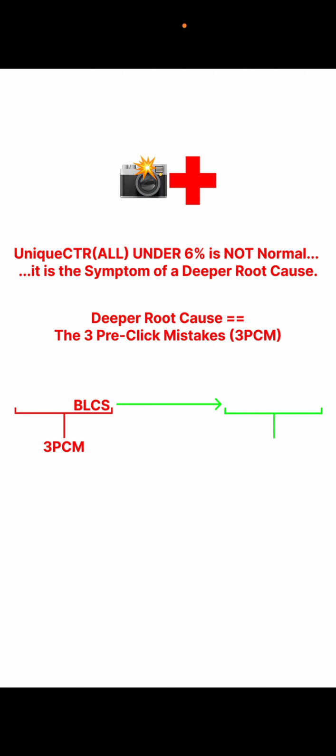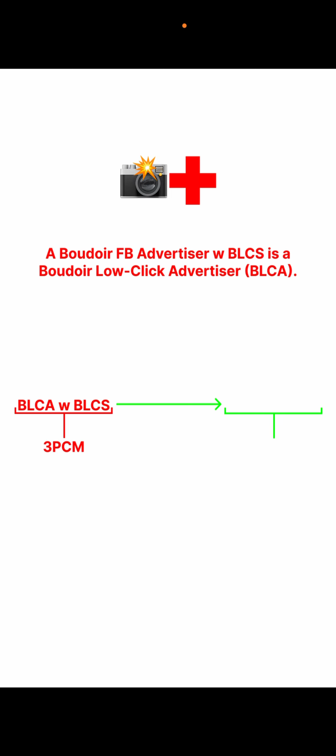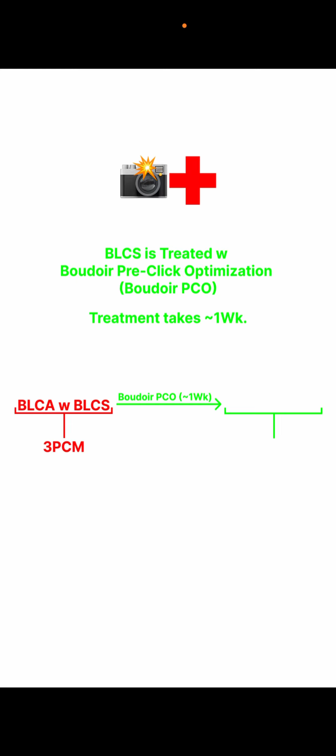And that deeper root cause is the 3 pre-click mistakes, the 3 PCM, which most boudoirs I've seen have. A Boudoir Facebook advertiser with BLCS is a Boudoir low-click advertiser, a BLCA. So we can see our universe taking shape there on the bottom. A BLCA with BLCS is caused by the 3 pre-click mistakes. And BLCS is treated with Boudoir pre-click optimization, Boudoir Pico.